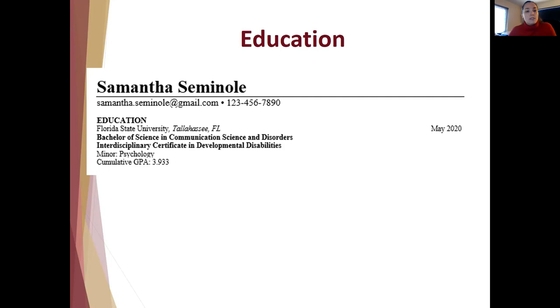So the next thing that would be on your resume would likely be education. For education, it would be Florida State University. So the full name, not FSU, Florida State University, Tallahassee, Florida. And then it would be the anticipated date of graduation. For this student, they graduated in May of 2020. Then it would be your degree, Bachelor of Science in Communication Science and Disorders. If you were doing the interdisciplinary certificate, that could be there, or it could be under a separate section for certifications, and that's okay. But that degree needs to be top and center under education. If you're pursuing a minor, include that, and then the GPA.